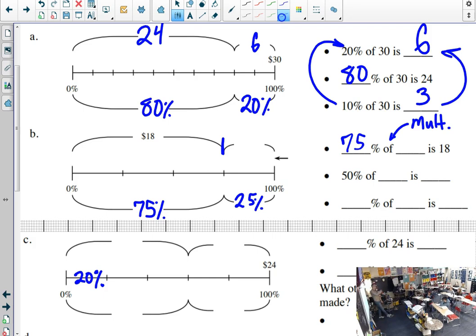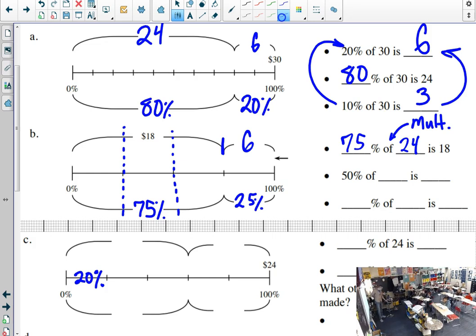Now, Aubrey, you said 6. Why'd you say 6? And this 18 is only how many pieces? This 18 is 3 pieces, meaning that each piece is 6. So Aubrey finds out that that must be 6 more to go another 25%. What's your total? 24.